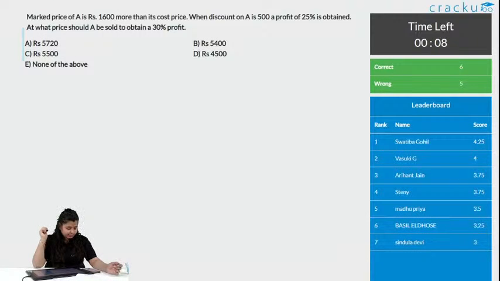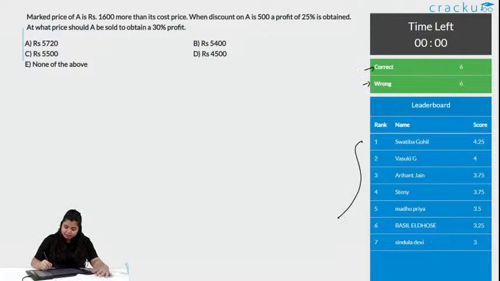Let us see. Definitely I will tell you the correct answer after the timer is off, Bimal. So with this, we have 6 correct answers and 6 wrong answers.